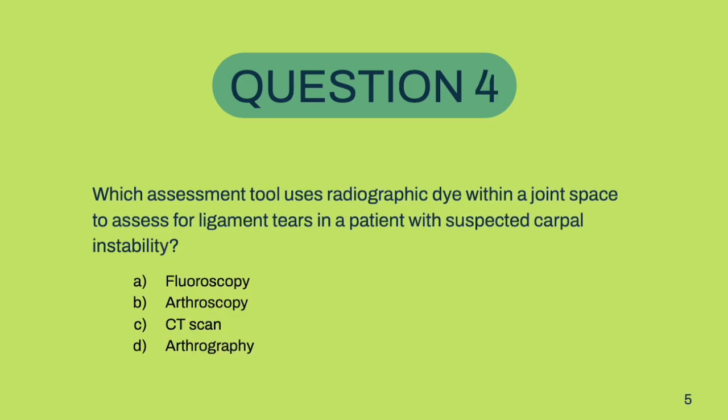Question 4, the correct answer is D, arthrography. Fluoroscopy is a real-time moving x-ray. Arthroscopy is a minimally invasive surgical procedure through a small incision, and a CT scan is x-ray imaging with computers to produce 3D cross-sectional images.